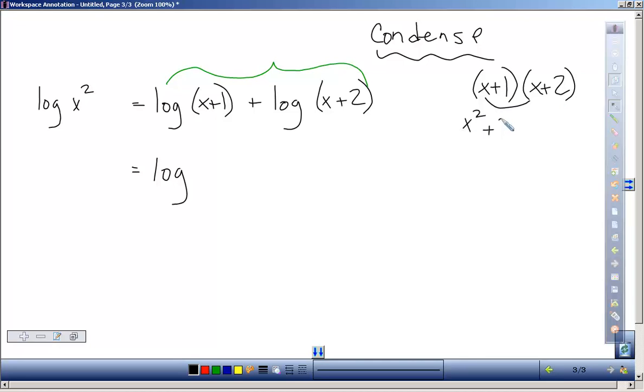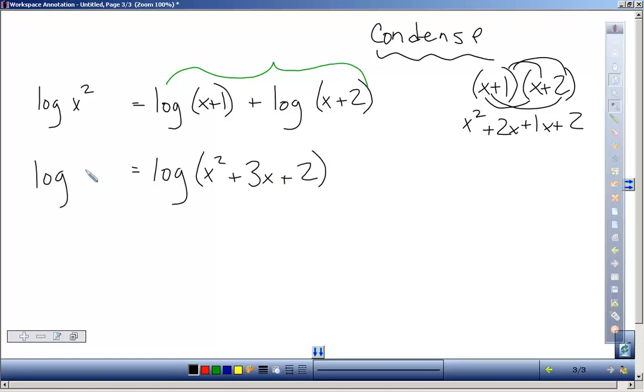When I multiply that out, I get x squared plus 2x plus 1x plus 2. So this is going to end up being log of x squared plus 3x plus 2. On this side, I have log of x squared. Now that I have multiplied what was inside these logs, and I just have one log on each side, they're both log base 10, so they're going to cancel each other out. I end up with x squared is equal to x squared plus 3x plus 2.